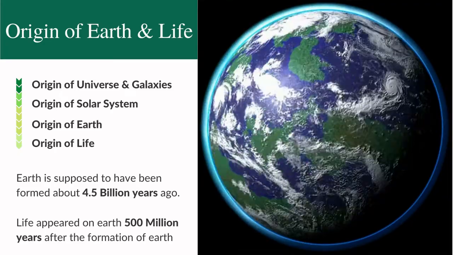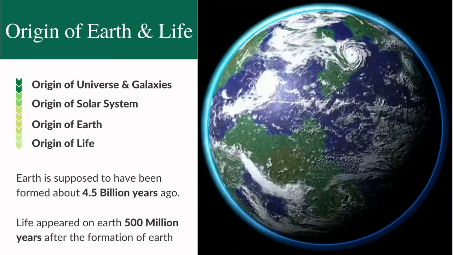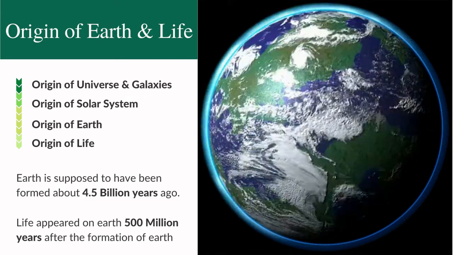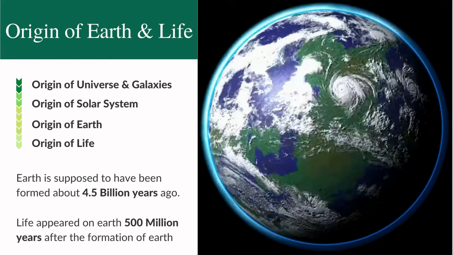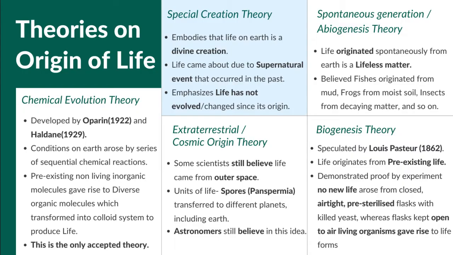When was the Earth formed? The Earth was supposed to have been formed about 4.5 billion years back. Life appeared 500 million years after the formation of Earth. There are many theories on origin of life.